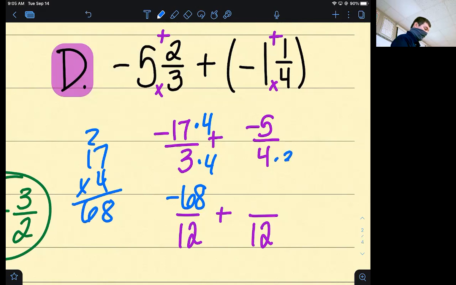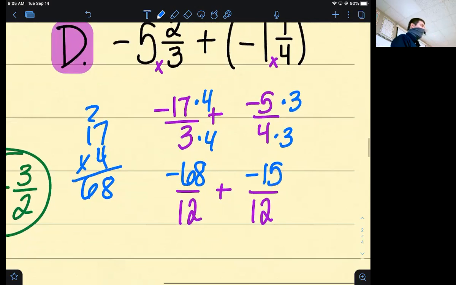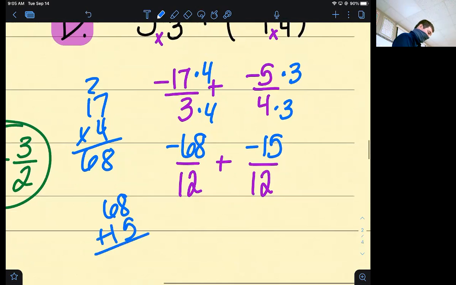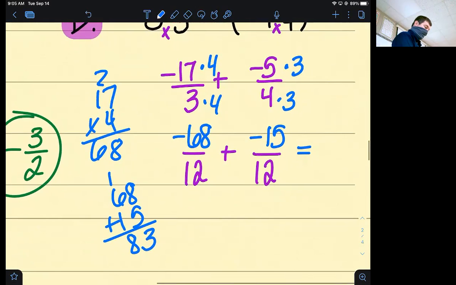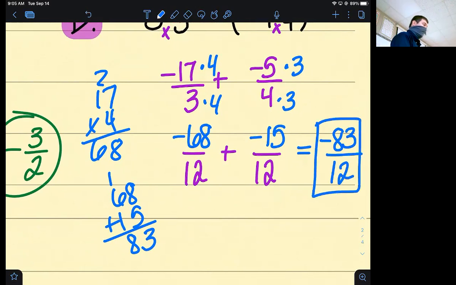Okay. Here I don't have to use that method, because I should be able to do 5 times 3 in my head. What's 5 times 3? Okay. Is this a joining forces or going to war problem? Finally, I can join forces and add them. So 68 plus 15, what's 5 plus 8? 13, carry the 1. What's 1 plus 6 plus 1? Okay, when I join forces, do they switch teams? Nope, so negative 83 over 12. That is reduced. It's not a mixed number, but it's reduced, and I'm okay with that.